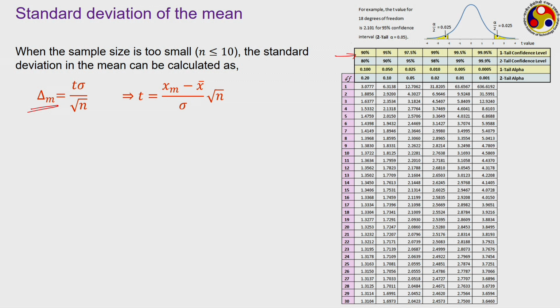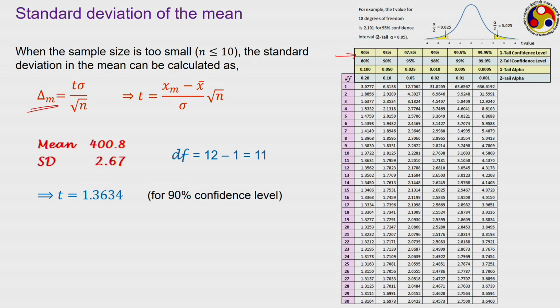We have the confidence interval and then we have the corresponding T values. If we go back to our example, there we had mean as 400.8 and standard deviation as 2.67. Degrees of freedom was 11, as we have already discussed. So, this is the line.